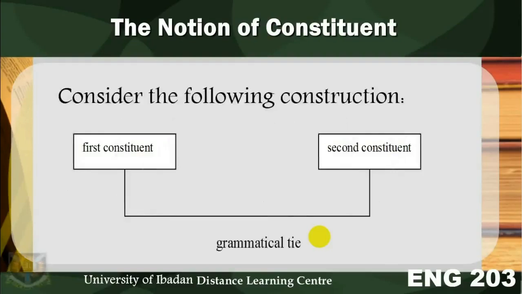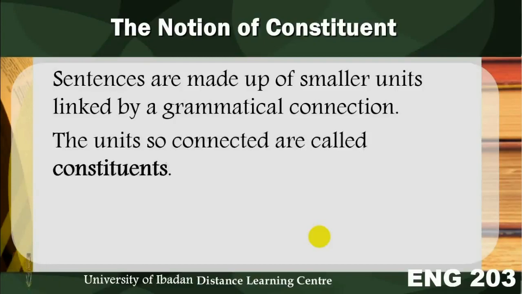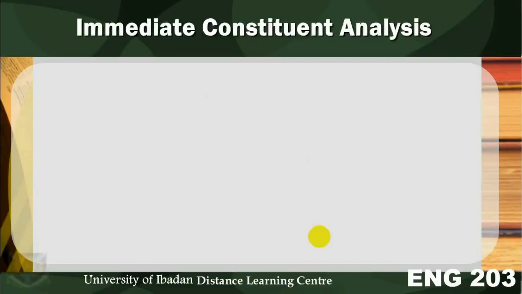Consider the following constructions. First constituent. Second constituent. Grammatical tie. Sentences are made up of smaller units linked by a grammatical connection. The units so connected are called constituents. Sentences are a construction type whose constituents are subject and predicate. Example: the dog barked and I entered the room.